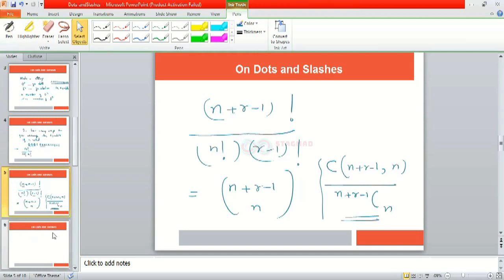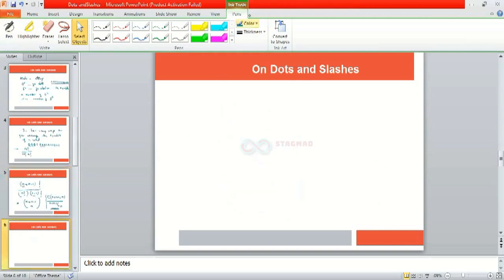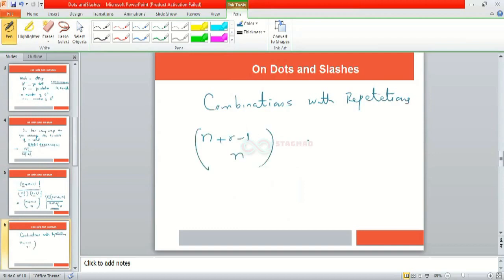In combinatorics books, this is written under the title of combinations with repetitions. So I kind of gave a proof for why it can be captured by n plus r minus 1 choose n number of ways. I want to end this short talk by looking at a kind of Diophantine problem.